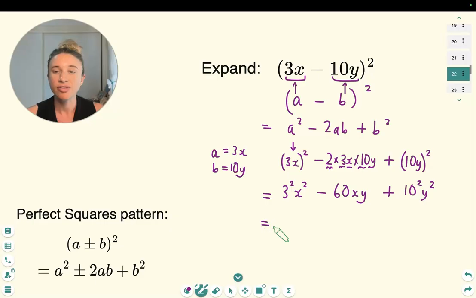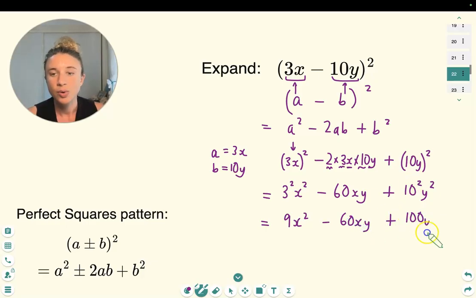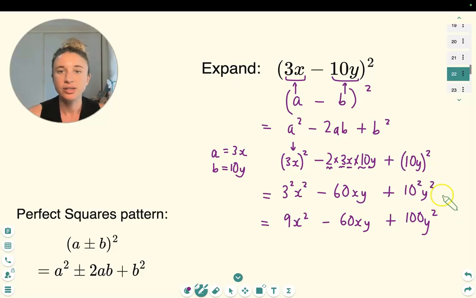Can we simplify it any further? Yes. 3 squared is 9x squared take 60xy plus 10 squared is 100y squared. Can't simplify it any further. That is all the questions.